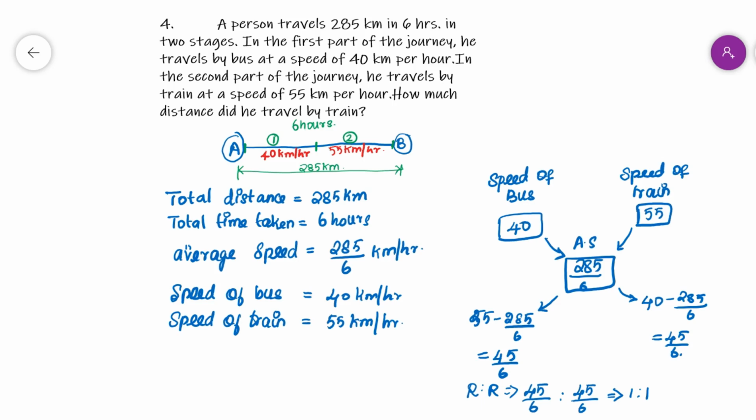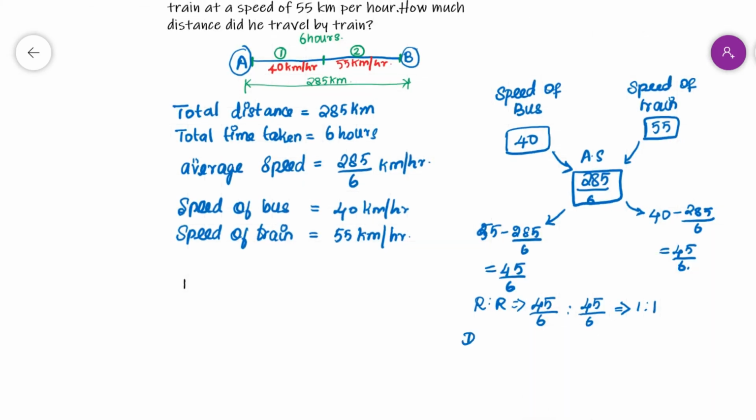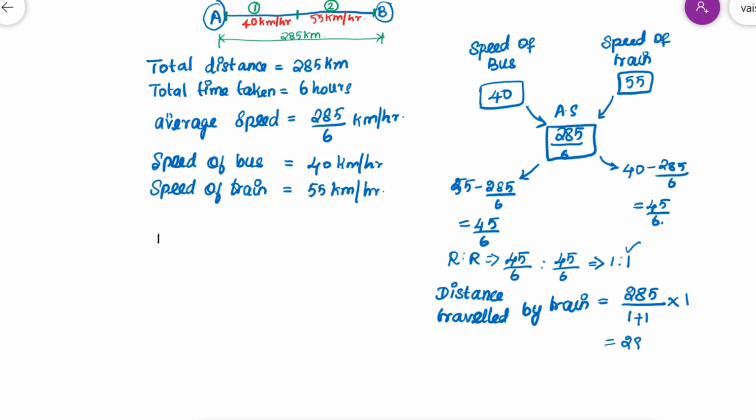Now what you have interpreted from this is the ratio of the distance I'm traveling. The distance is the same. 1:1 means if I go 20 kilometers by train, I'll go 20 kilometers by bus. So the distance traveled by the train will be 285 divided by 1 plus 1, into 1. So 285 by 2, it is 142.5.